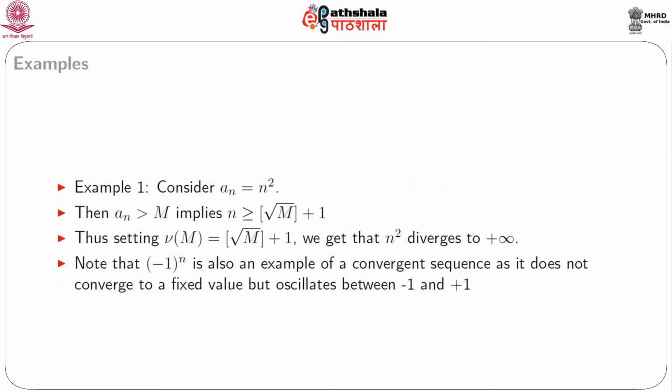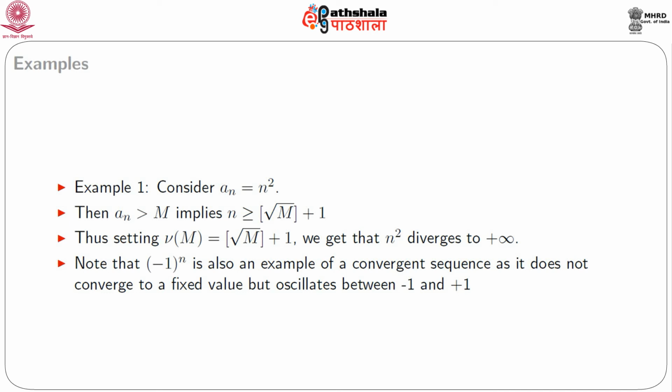So, let us consider some examples. Consider our first example where the sequence is a_n equal to n squared. Then a_n greater than M implies n is greater than or equal to floor of square root of M plus 1. Thus, setting nu(M) as floor of square root of M plus 1, we get that n squared diverges to plus infinity. Note that (-1)^n is also an example of a divergent sequence, as it does not converge to a fixed value but oscillates between minus 1 and plus 1.